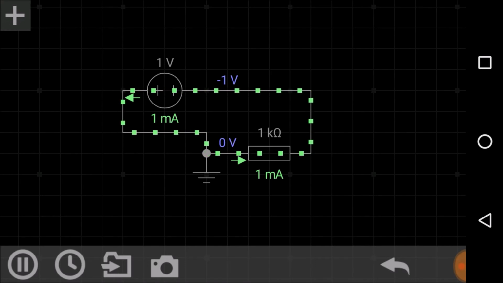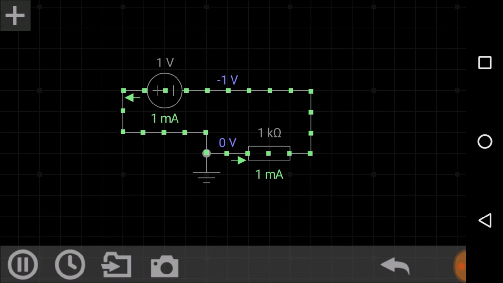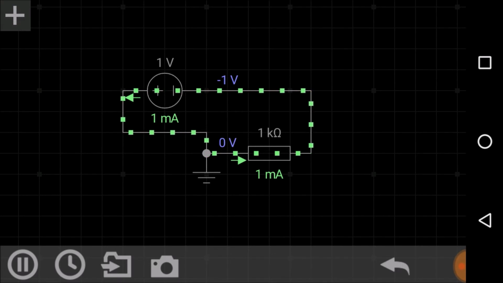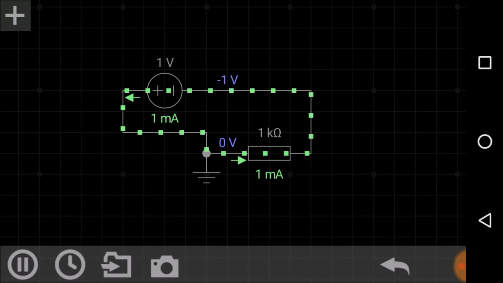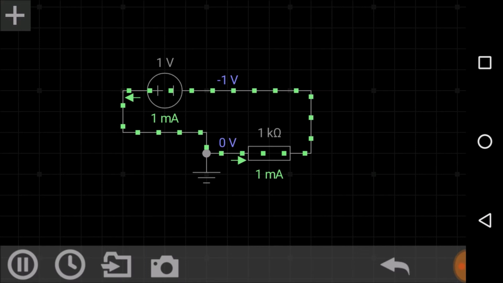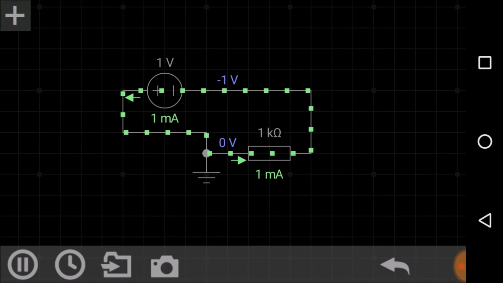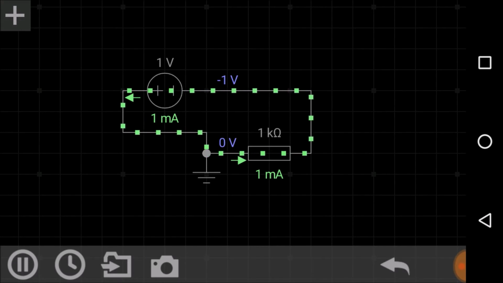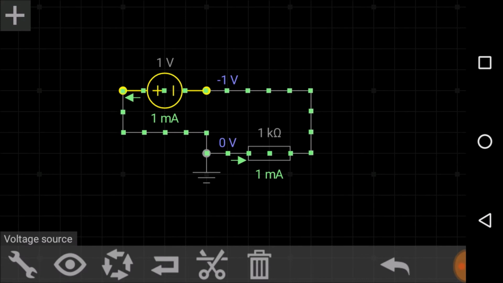By Ohm's law, we know that if I increase the value of voltage, then the value of current will increase. But if I increase the value of resistance, then the value of current will decrease. So let's check how it happens here. Suppose, let's see, here it is 1 volt and the current is 1 milliampere.